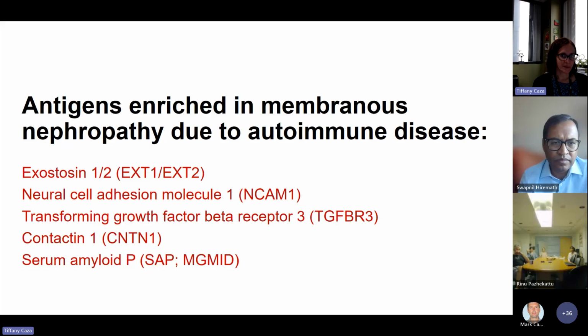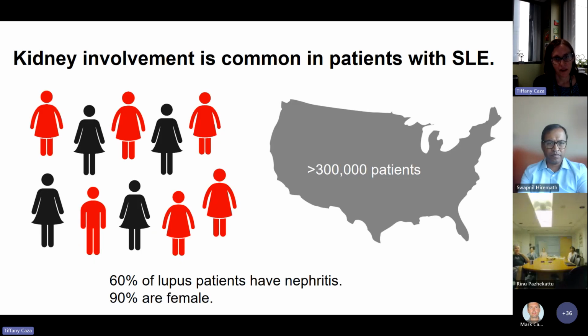Now I'm going to move on to some antigens that are in membranous due to autoimmune diseases. The most important here is the exostosin-1 and exostosin-2 complex, but there are some others that we can discuss as well.